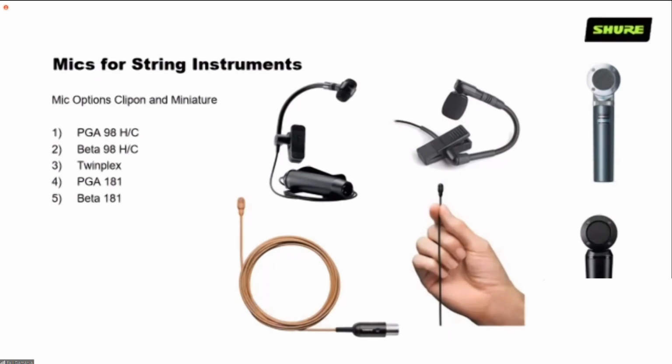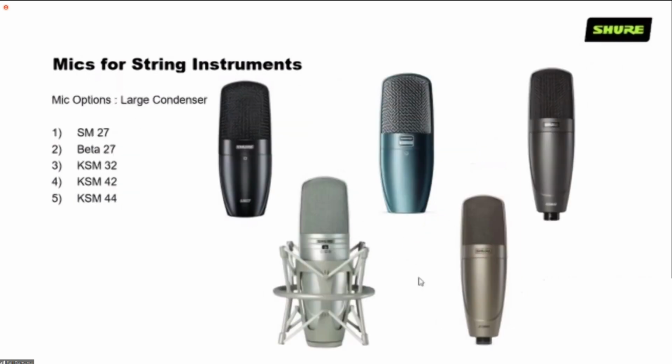So we'll be checking out the Twinplex, the Beta 98HC, which is this microphone here. We also have the PGA 181 and our good friend the Beta 181. These are the options if you want a clip-on or miniature, smallish kind of microphone. And if you want some of the larger microphones, then what we're using today is the SM27, which is this microphone here. The other options are the Beta 27, KSM 32, KSM 42, and the KSM 44. These are the various options in case you bring it into a studio situation.